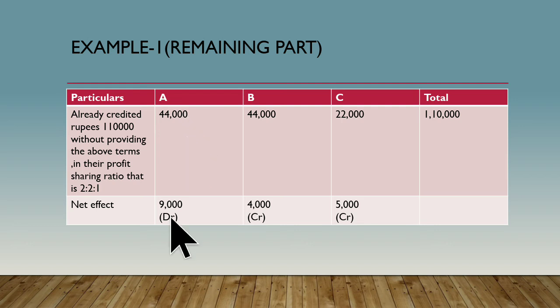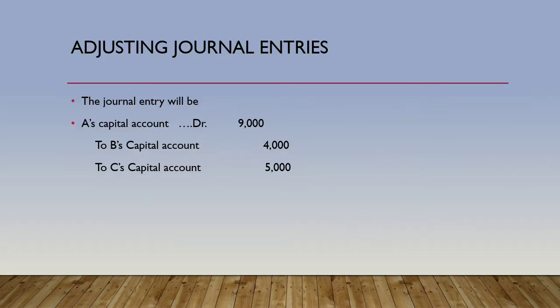So 9,000 taken more. That's why I have to go for debit. And B has already taken 44,000, but he has to take 48,000. That means he will take 4,000 more, so 4,000 is the credit. And C has taken 22,000, but C has to take actually 27,000. He has already taken 22, so that's why 5,000 we have to go for credit. So the adjusting journal entry will be A's capital account debited, B's capital account and C's capital account credited, 9,000, 4,000, 5,000. So these are the adjusting journal entries.